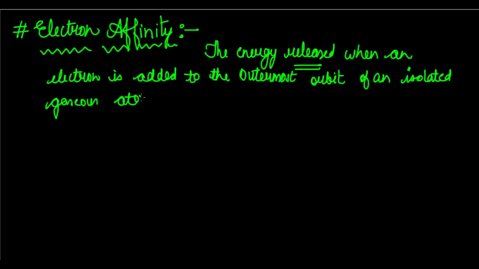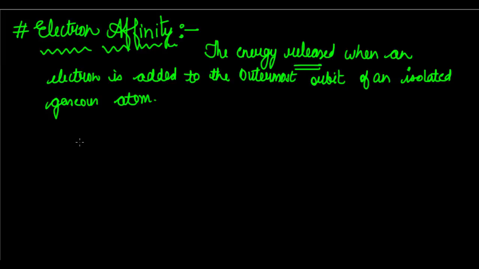So the energy which is released when we add an electron, right? When we add an electron, some energy is released. And that energy released is what we call electron affinity, right? So let's try to understand electron affinity now.